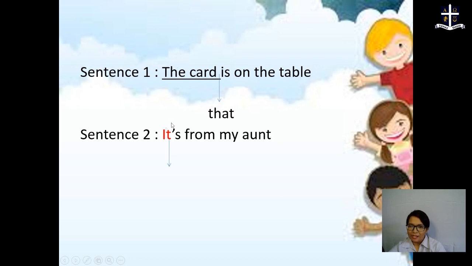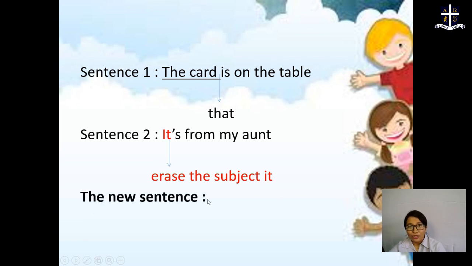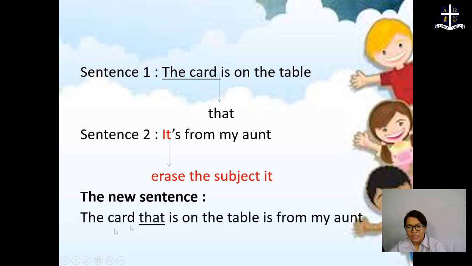The card here is the same as it. So we don't need it again in our new sentence. You have to erase the subject it. Erase it. And then after that, the new sentence will become: the card that is on the table is from my aunt. Okay. This is the new sentence. So you don't need it here again. You look at the card; the card is a thing, so you have to add that. So the card that is on the table is from my aunt.